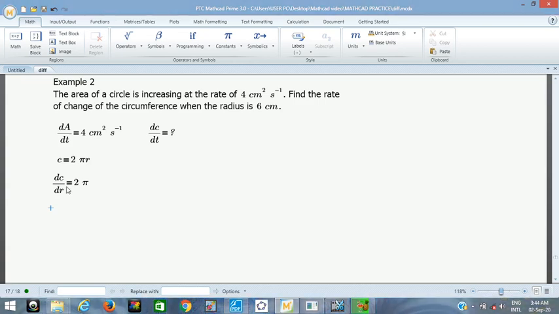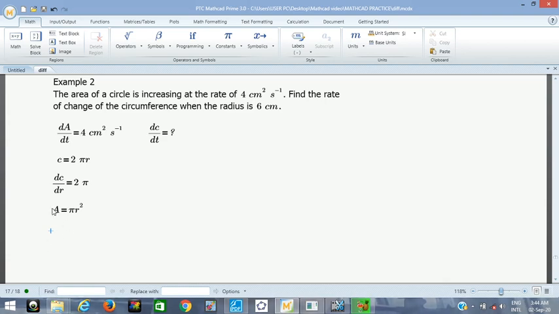Or let's see, okay, let's put area. Since they gave us the rate of change of area, let's bring out the area of a circle. So we all know that the area of a circle A is equal to pi r squared. So let's differentiate the area of a circle, because we can see dA/dt, differentiation of the area of a circle with respect to time, is given.